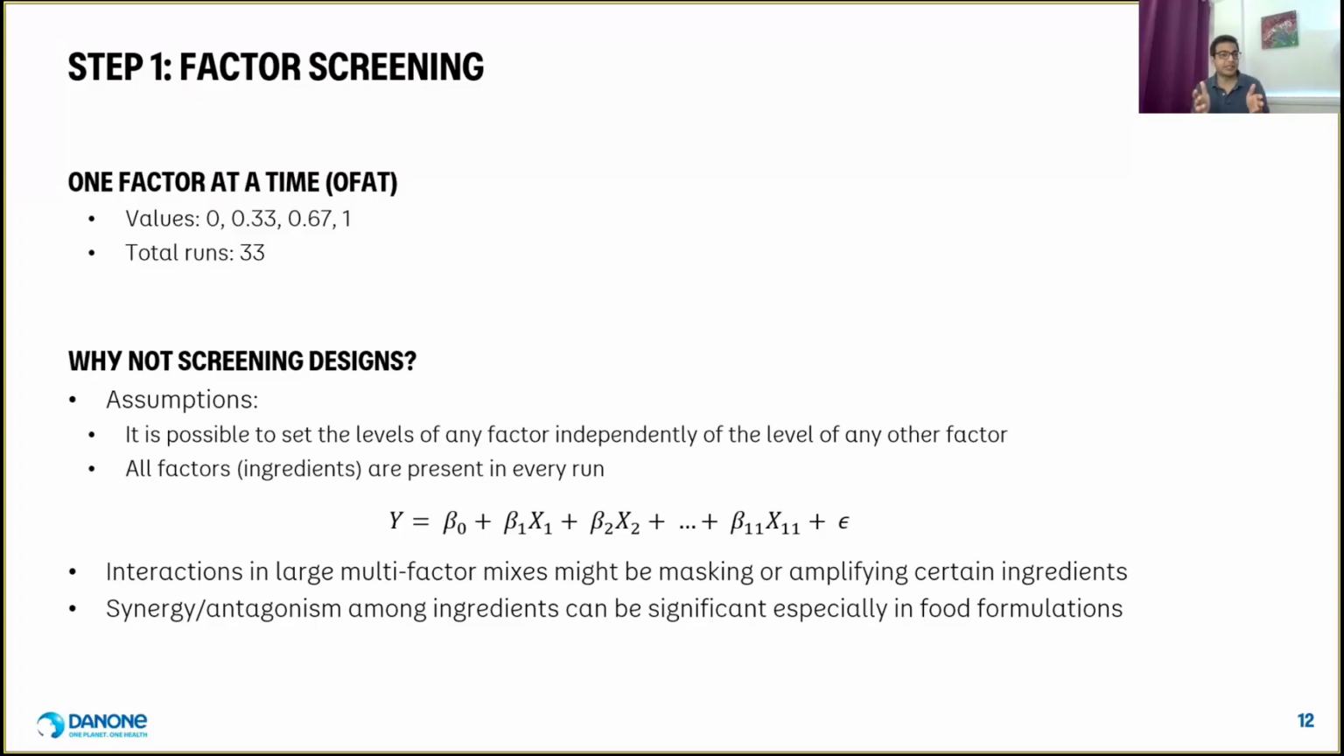Now, if we consider one factor at a time, we did that at three different levels in this case: 0.33, 0.67, and 1.